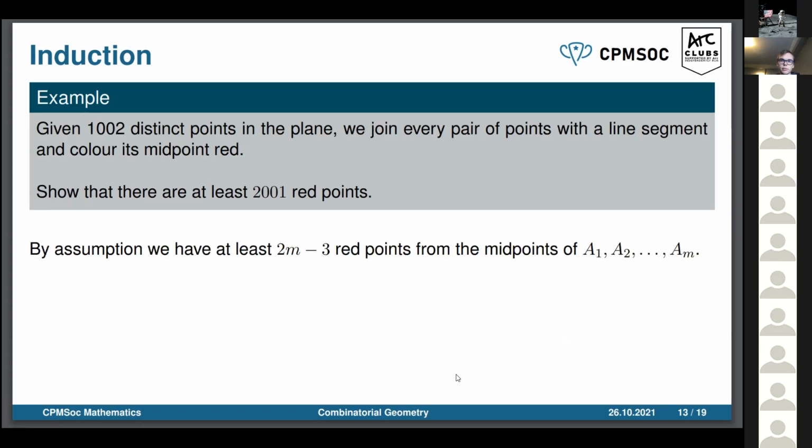So we know that for every configuration of m points, we're considering this m plus 1 configuration, but of course the m plus 1 configuration has a whole bunch of configurations within it that are just m points. And we know how many distinct midpoints they have. We want to think about how many distinct midpoints this new larger configuration can have.